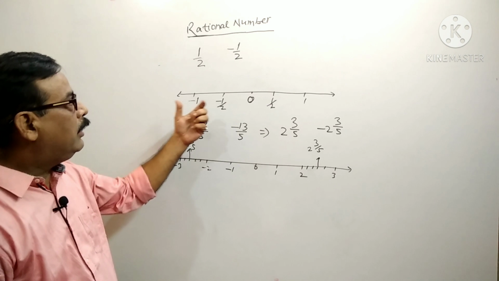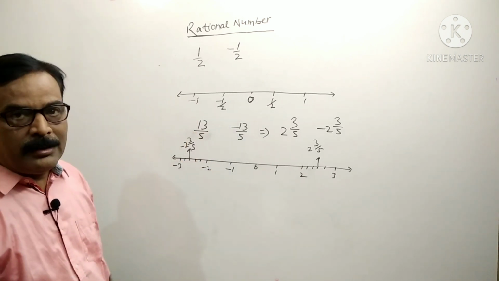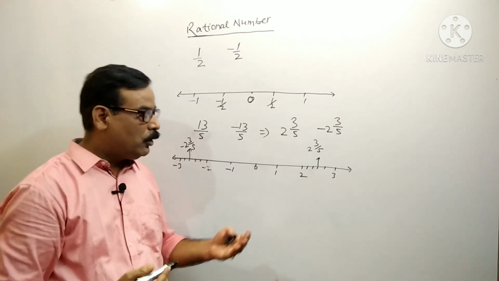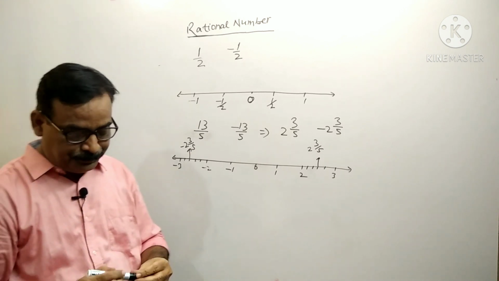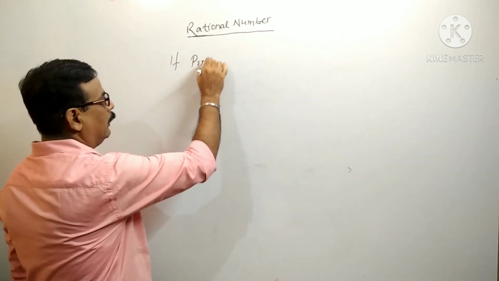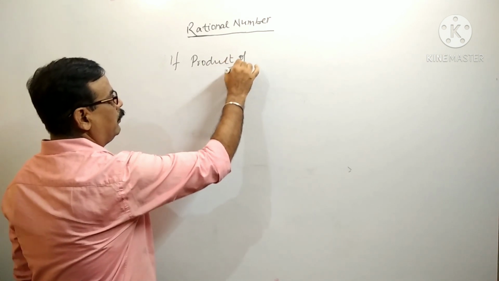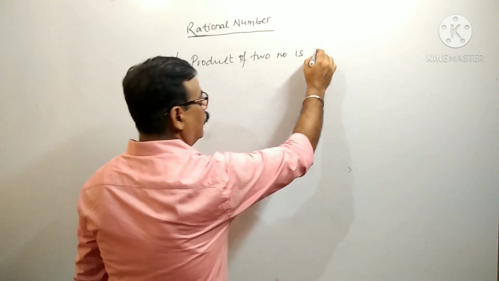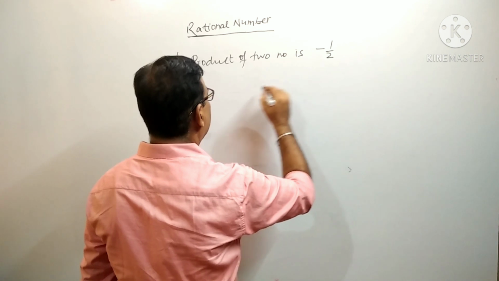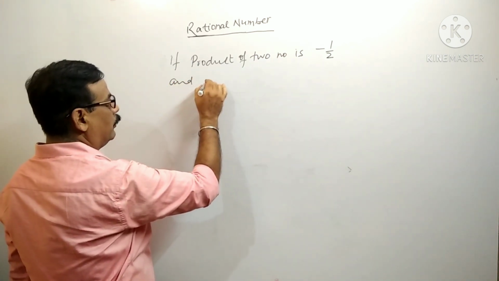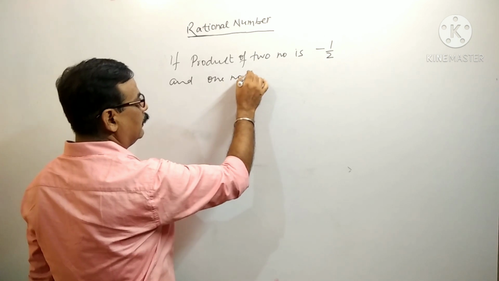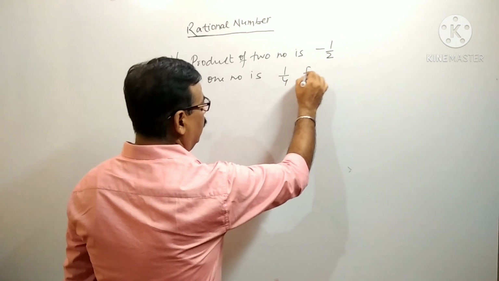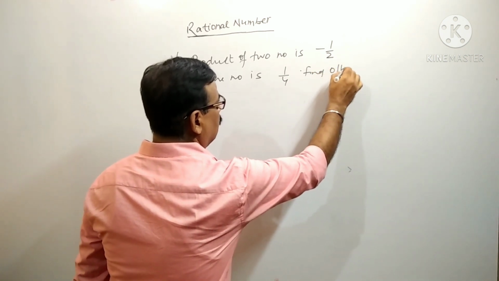So I think you understand the thing properly, and now we are proceeding to two more questions, that is, if the product of two numbers is minus 1 by 2 and one number is 1 by 4, find the other number.